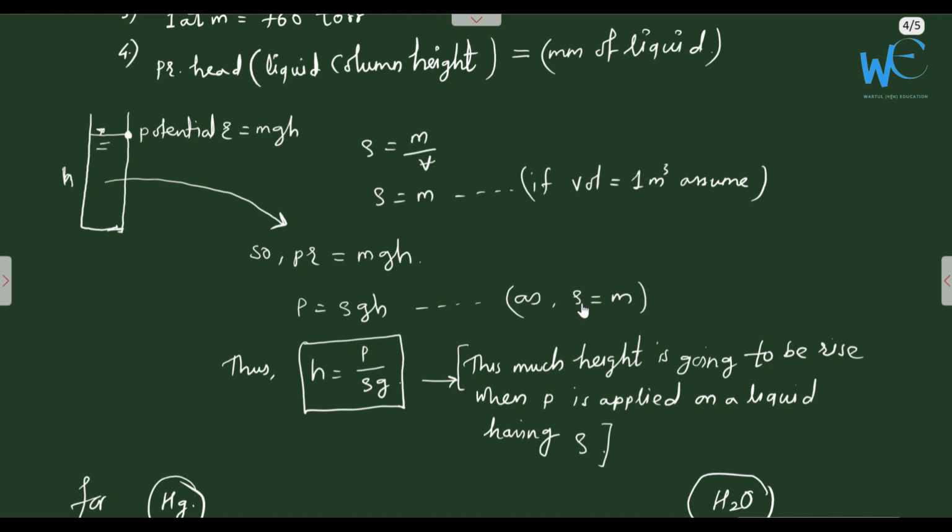When you take density equal to mass, you write P is equal to, instead of mgh, rho gh. If I rearrange them, it comes as h is equal to P by rho g. It means nothing but this much height. This much height is going to rise when P is applied on a liquid having density rho.